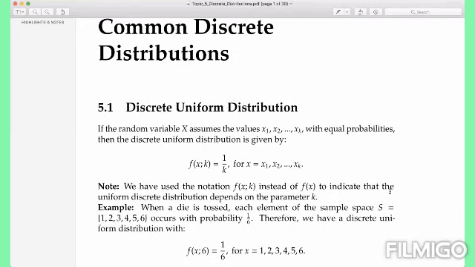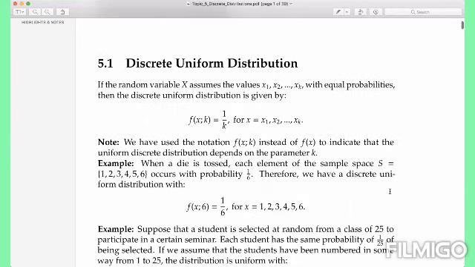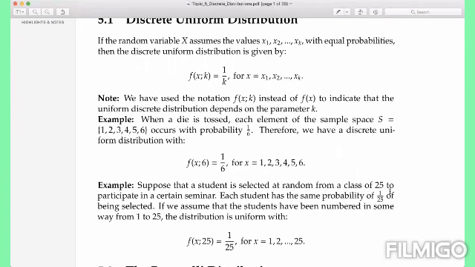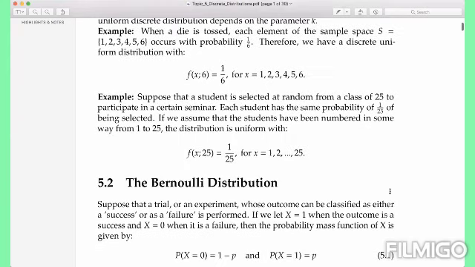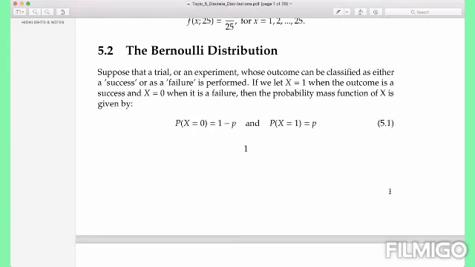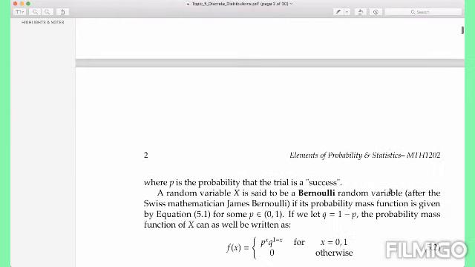What you can take home here is that for the discrete uniform distribution, all the outcomes are equally likely. If the experiment can be modeled as a discrete uniform distribution and it has 4 outcomes, then each occurs with probability a quarter. The Bernoulli is just an experiment with 2 outcomes, a success and a failure.